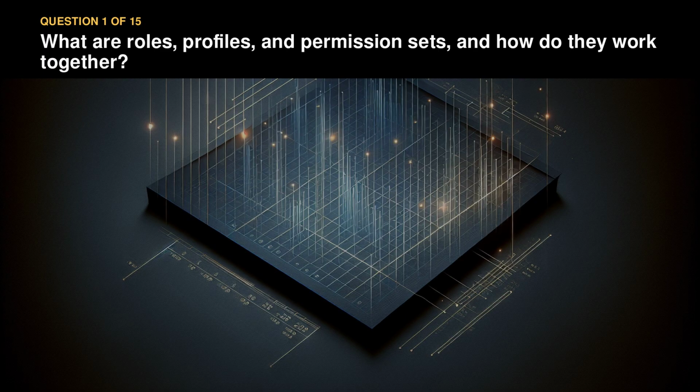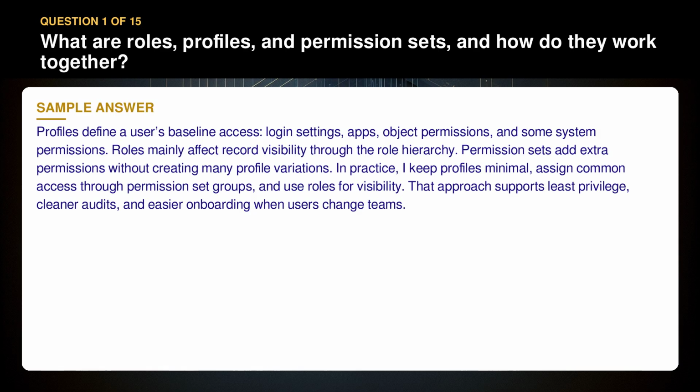Question 1. What are roles, profiles, and permission sets, and how do they work together? Profiles define a user's baseline access, login settings, apps, object permissions, and some system permissions. Roles mainly affect record visibility through the role hierarchy. Permission sets add extra permissions without creating many profile variations.